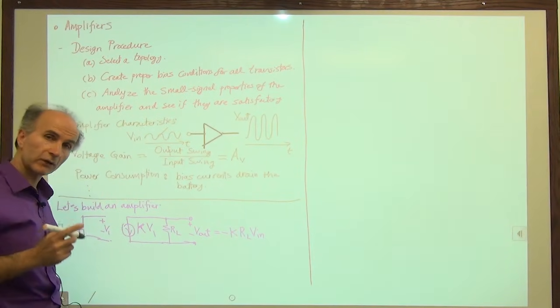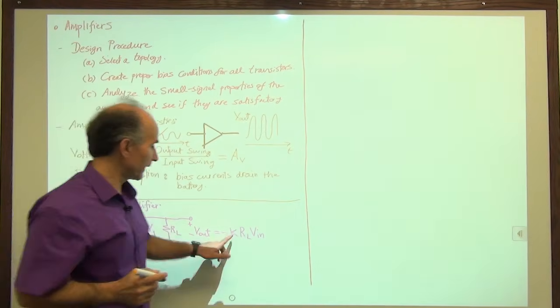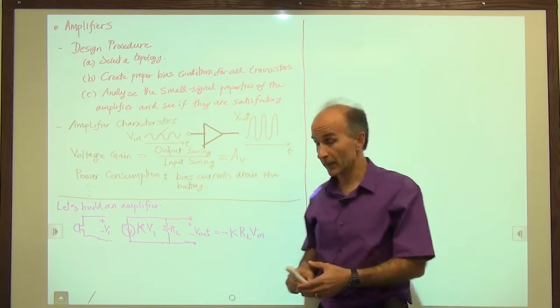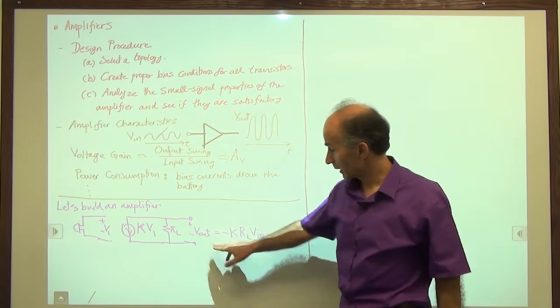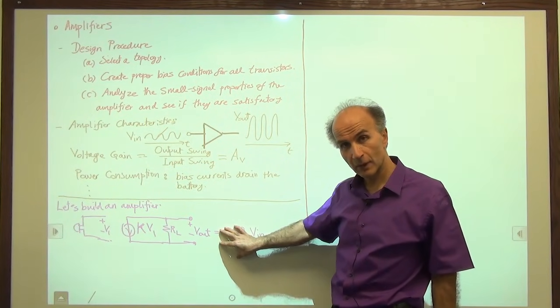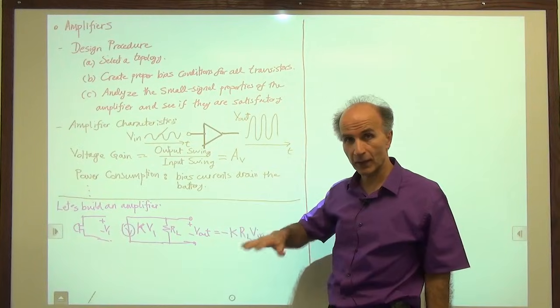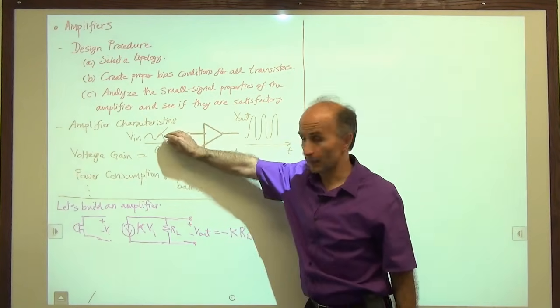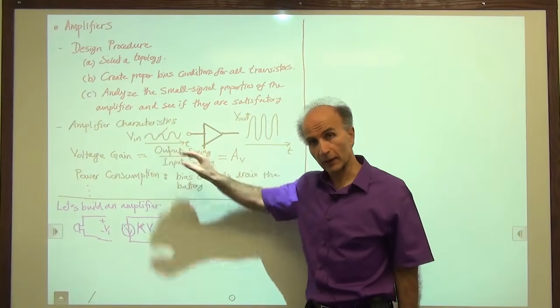which is equal to minus K times RL times V in. That's what we calculated a long time ago. And we said if K times RL is a respectable number, 5, 10 or something, then the output is an amplified version of the input. There's a negative sign here, but it's okay. It just means the signal is flipped. Nonetheless, the output is bigger than the input. The output swing is bigger than the input swing.